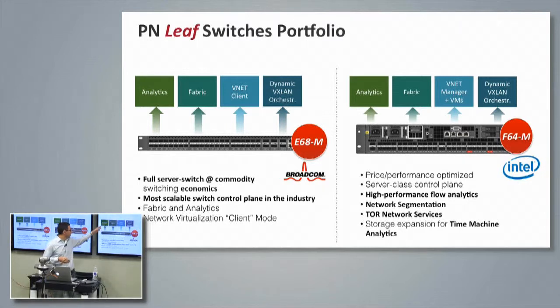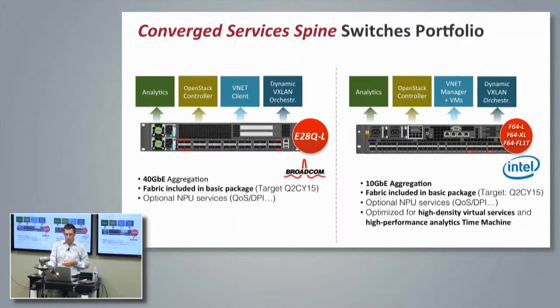But you can see that we offer analytics as a package, fabric as a package, virtual networking or segmentation as a package, and also dynamic VLAN orchestration as a package as well. On the higher-end platforms, I call them converged services spine, because ideally you want to offer 2 of these switches at the spine and then build a pod, perhaps with 8 to 16 to 24 top of rack switches or racks. Those are really the 2 services spine offering services for the entire pod.